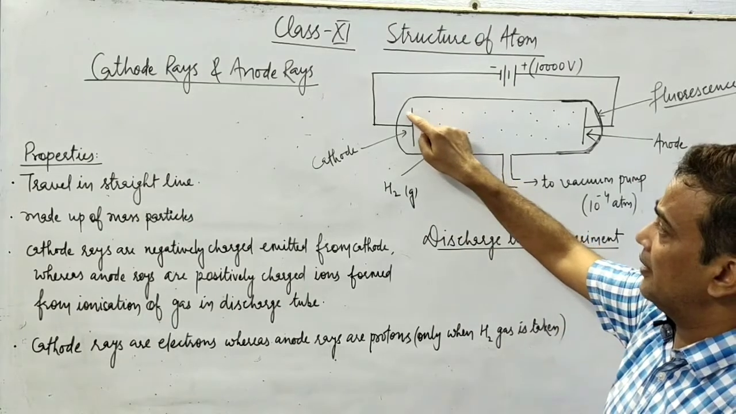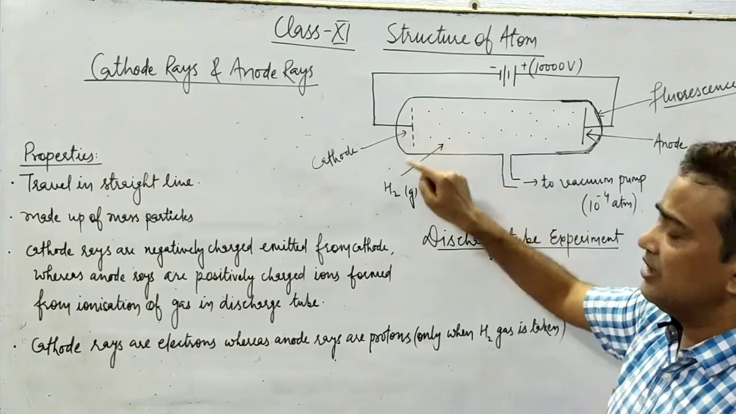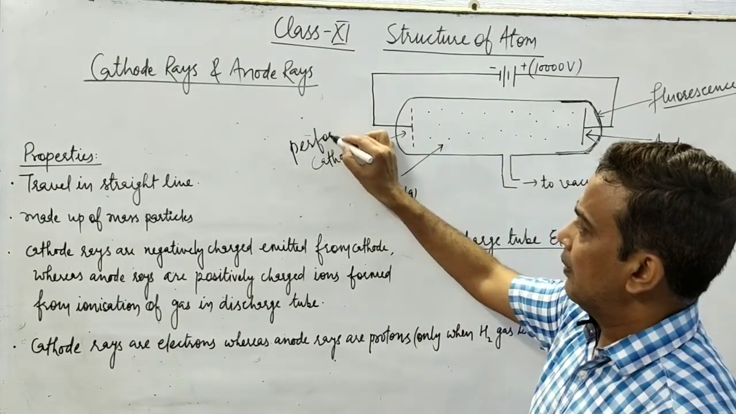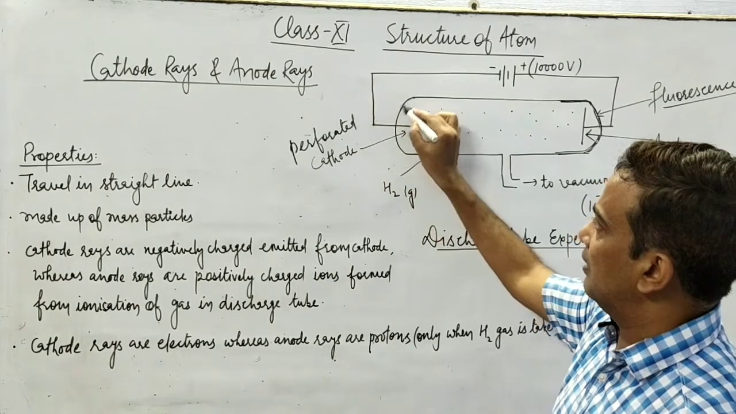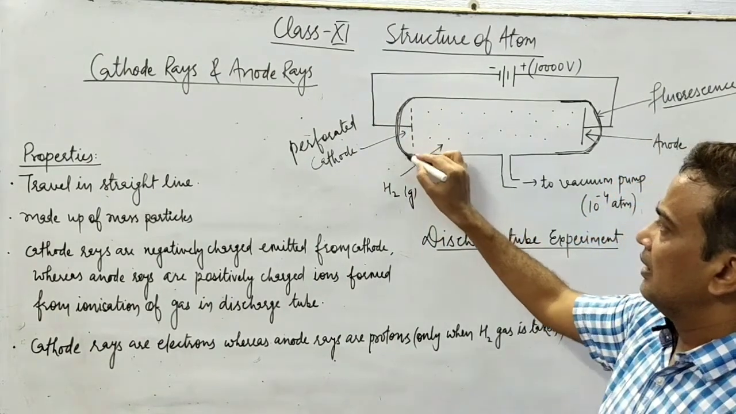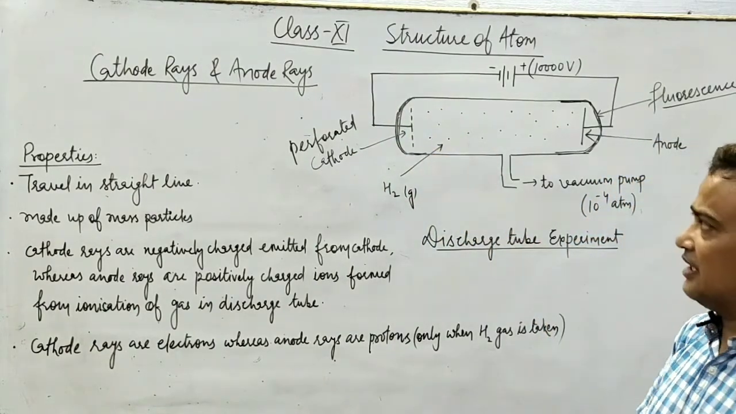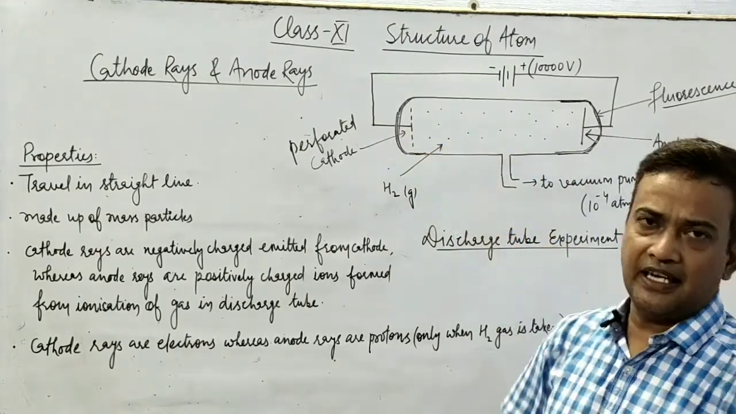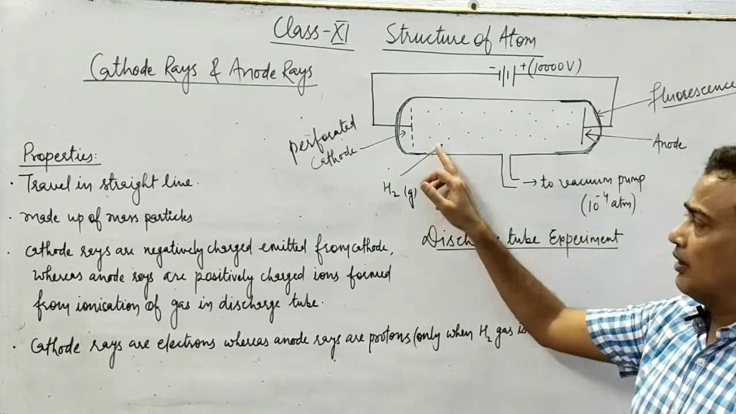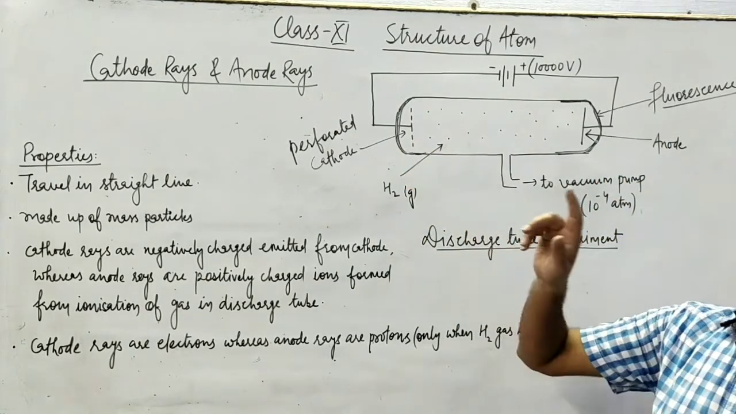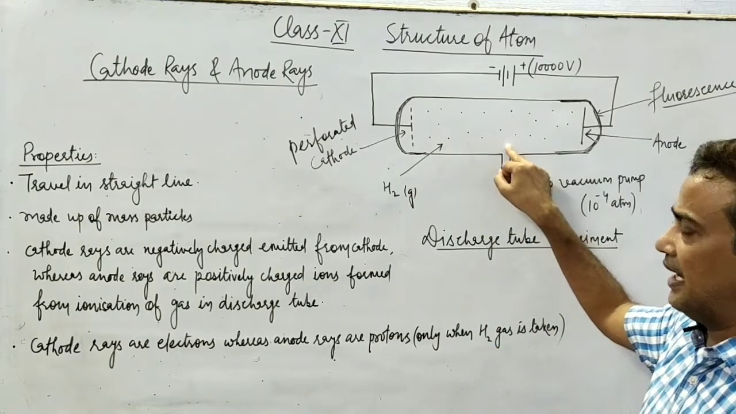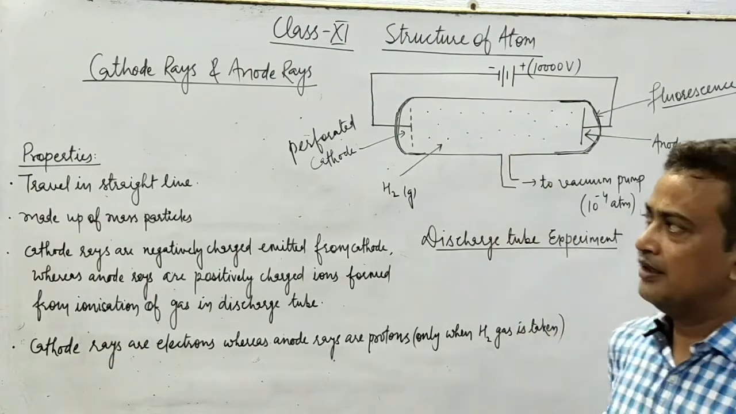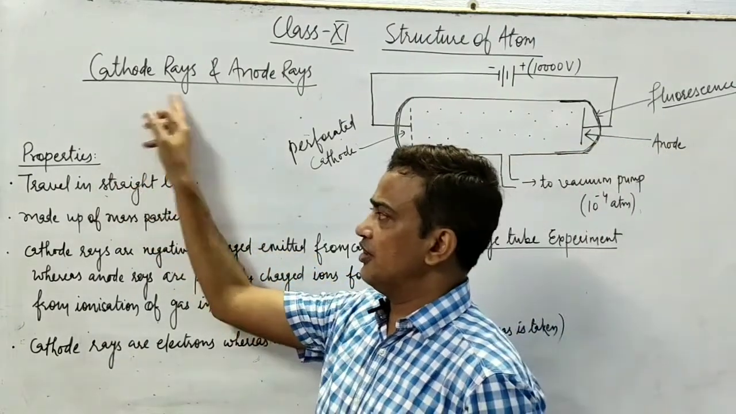When we take a perforated cathode, perforated means with holes, fluorescence is also observed behind the cathode. And this is because some rays are moving in the opposite direction to cathode rays. They are known as anode rays. Cathode rays are emitted from the cathode, whereas anode rays are emitted from the gas or the air filled in the discharge tube. Let's see the properties of these rays.